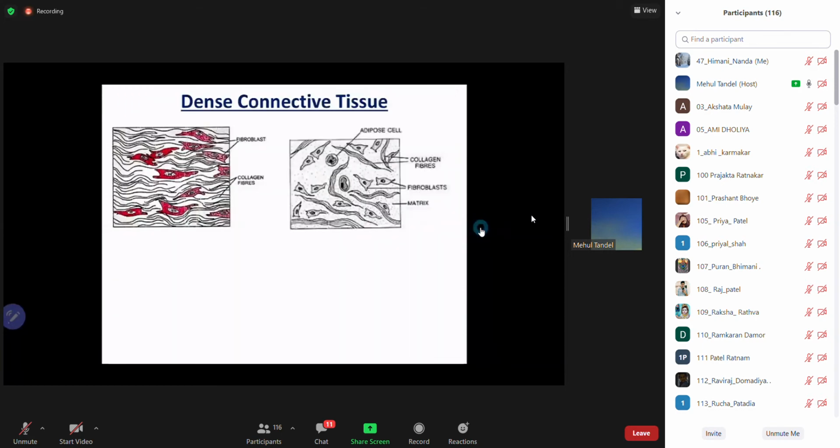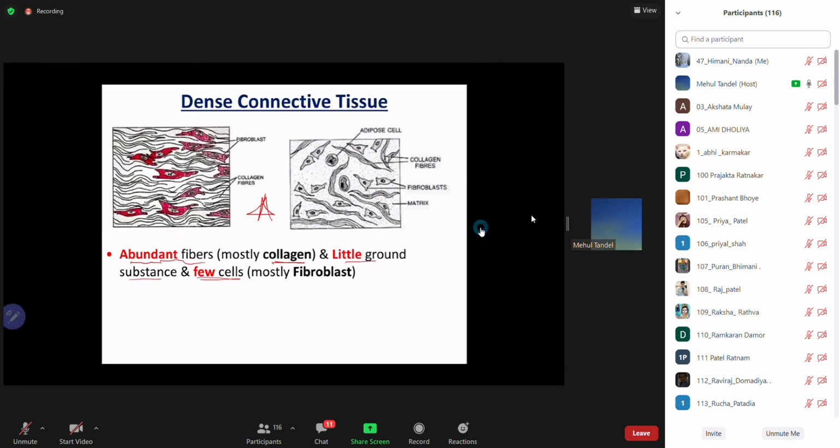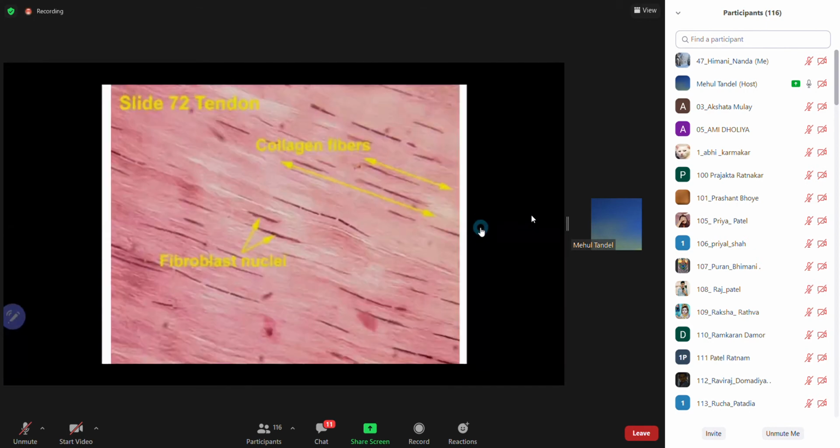Dense connective tissue is the reverse of it, with abundant fibers. This also can be asked as a short note. Abundant fibers, mostly collagen, little ground substance, and few cells, mostly fibroblasts. It is present in areas subjected to tensile force. It provides mainly tensile strength. It may be dense regular and irregular. You can see more fibers, very little ground substance.